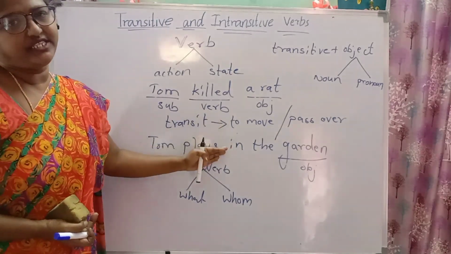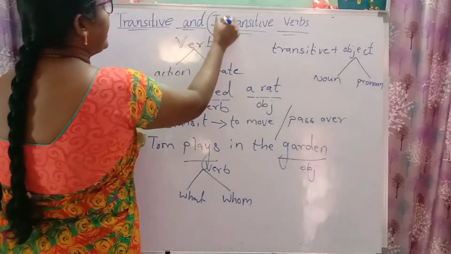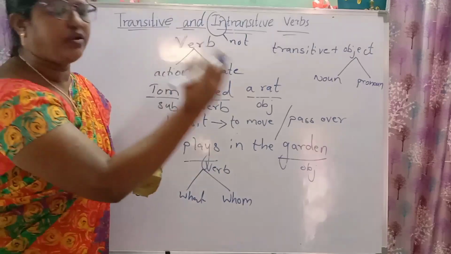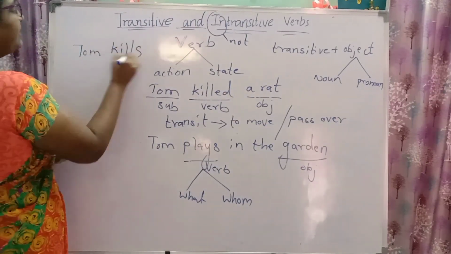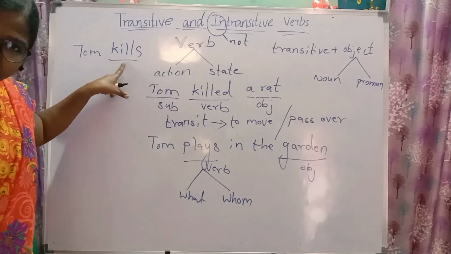Intransitive verbs are very easy to identify. The meaning of intransitive in itself is not transitive. The action is not passed. If we write here, Tom kills, with no object, then it is very easy. We can say this is an intransitive verb.